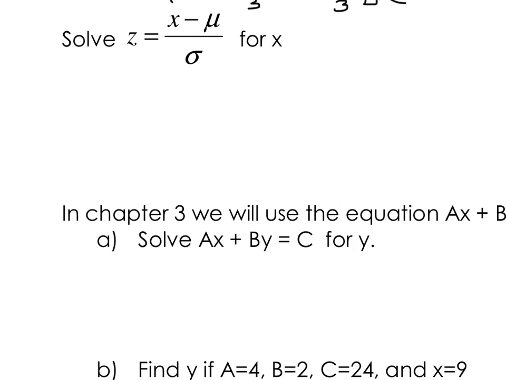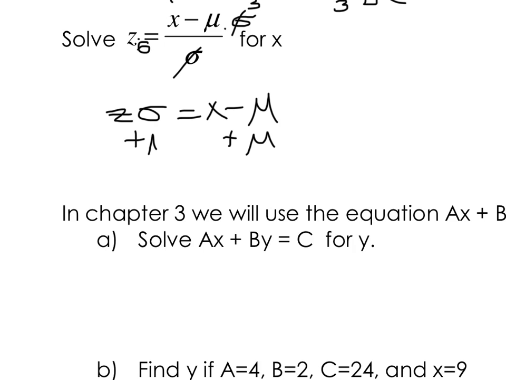Solve this, z equals x minus mu over sigma, for x. We want to solve this for x. We don't want this sigma in the denominator, so we're going to multiply both sides of this equation by sigma. So it'll cancel out on the right, and when we multiply the z by sigma, we'll just get z sigma equals x minus mu. We want x by itself. We don't want that minus mu there. So let's add mu to both sides. And we'll get z sigma plus mu equals x. That's all information from statistics. So when you take statistics, you'll be talking about sigma and mu and z.